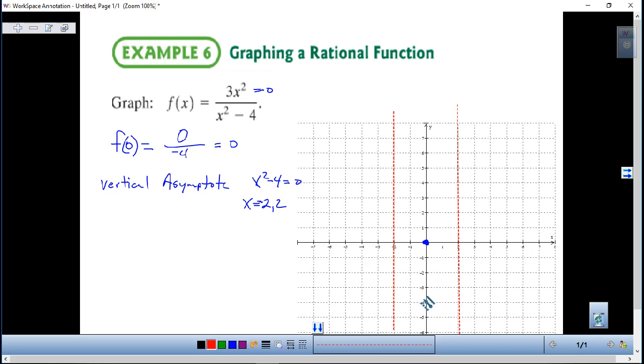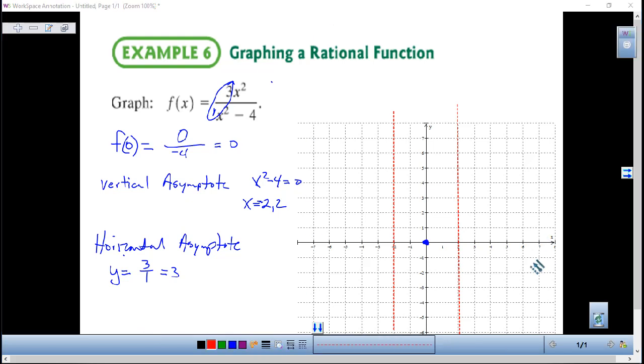All right, and then we can check for our horizontal asymptote. And remember, that's just the comparison of the degrees. Well, the degree on top is 2, the degree on bottom is 2, so we're going to take and we're going to make that fraction 3 over 1 as our horizontal asymptote. So y equals 3 is our horizontal asymptote. We go up and we put our dashed line there.